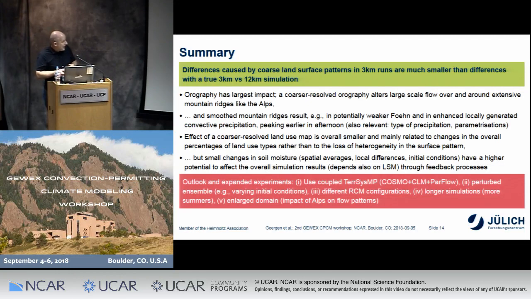But small changes in soil moisture, like we saw in initial conditions, that really has an effect. As an outlook, I'd really like to use our coupled tertiary MP also at convection permitting scales, but that's a little bit towards the soil moisture discussion. But for this specific experiment here, we should do perturbed ensembles, different RCM configurations, longer simulations, and also potentially an enlarged domain.